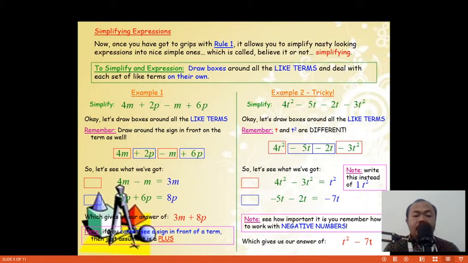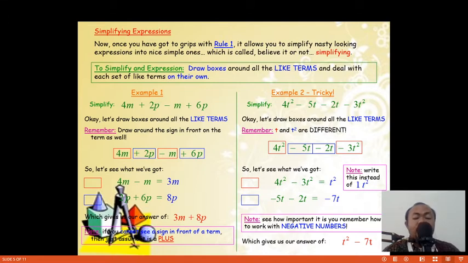Now, simplifying expression. You know the first rule. Let's start how to simplify expressions. You have the expression 2m plus 2p minus m and then plus 6p.